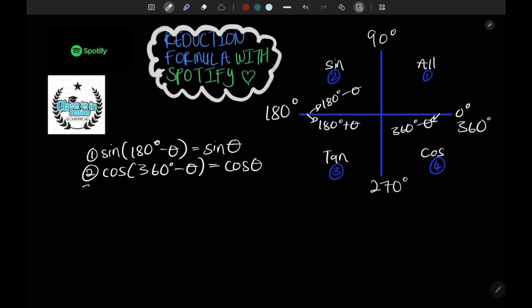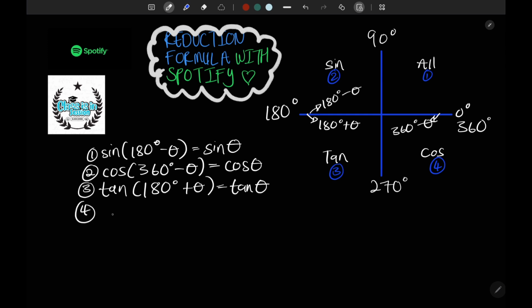Now let's do the third example. Tan of 180 degrees plus theta. 180 degrees plus theta, let's locate it on the CAST diagram. There's 180 degrees plus theta. It's in the third quadrant where tan is positive. You have to look at this trig ratio. Where tan is positive, right? Tan is positive in the third quadrant. So you write this as tan theta.